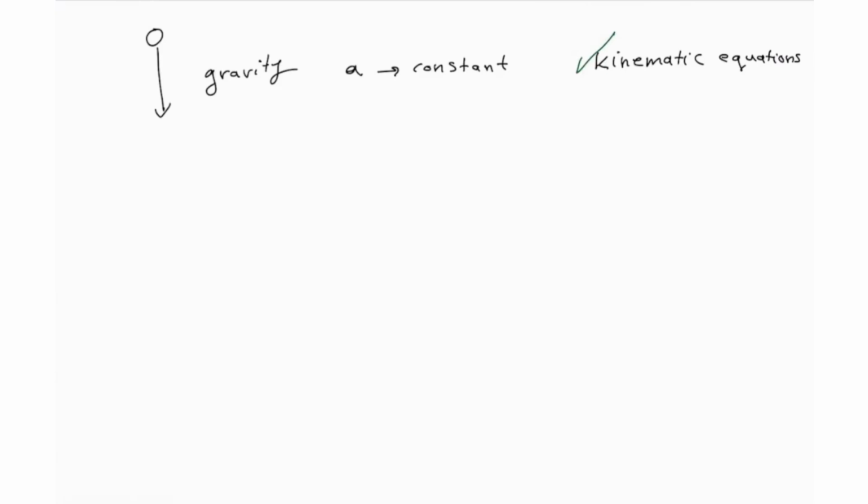What about the direction of acceleration? The direction of acceleration due to gravity is downward, towards the center of Earth. It is shown by the symbol g, and its value is 9.8 meters per square second.